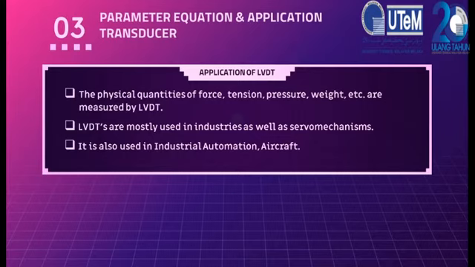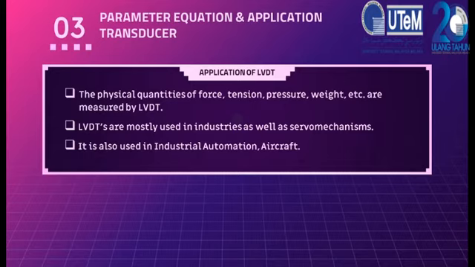Today I am going to explain the applications of the linear variable differential transformer. My first point is that physical quantities like force, tension, pressure, weight and more are measured by the LVDT. These quantities are first converted into displacement by a primary transducer, and then the LVDT converts the displacement to the corresponding electrical voltage signal.